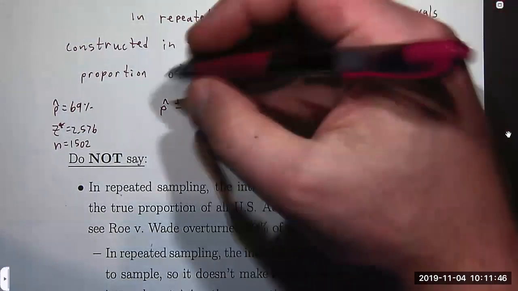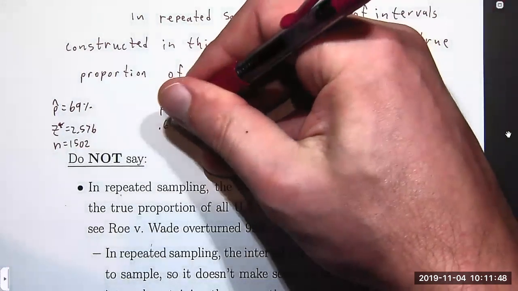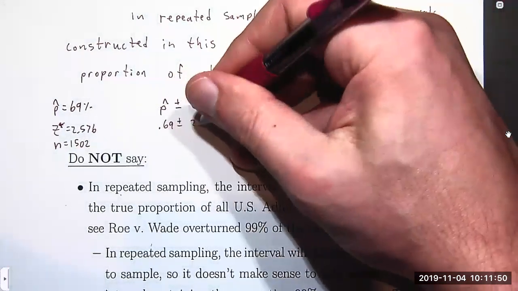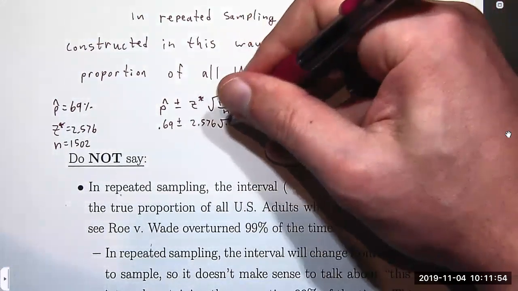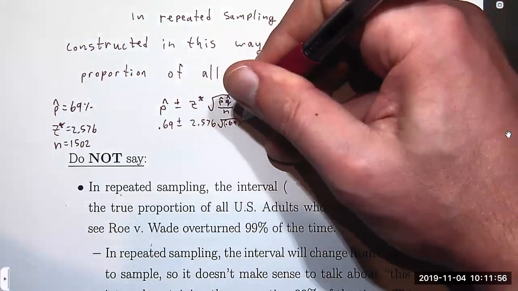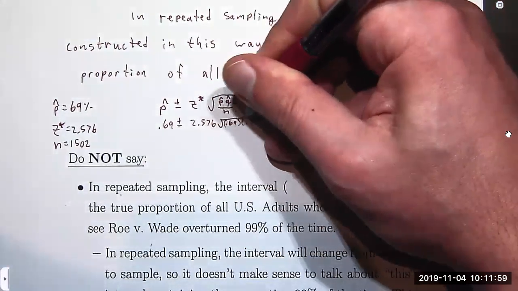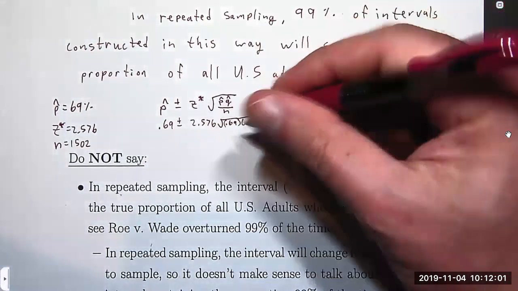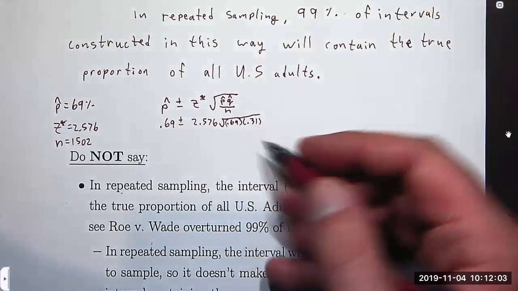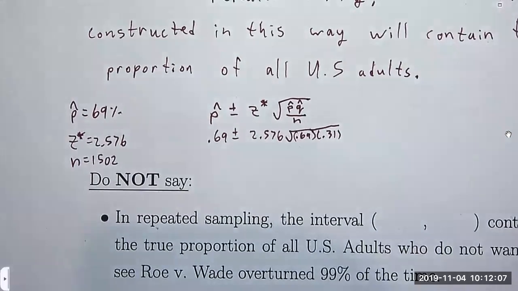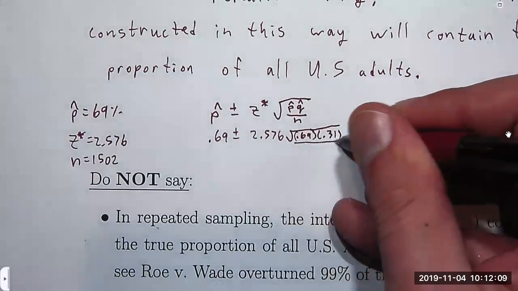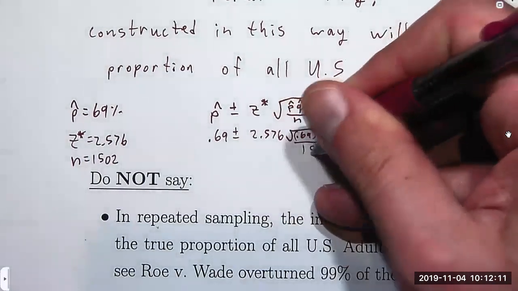So let's just put in these numbers here. We've got 0.69 plus or minus 2.576 square root of 0.69 times 0.31. That's 1 minus 0.69 right here, that's what 0.31 is, all over 1502.